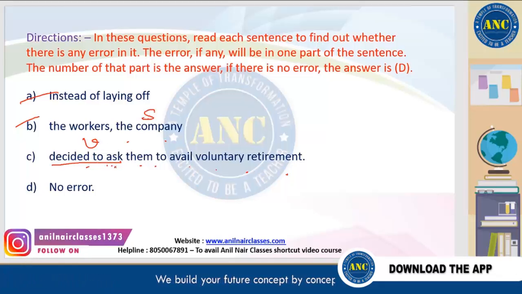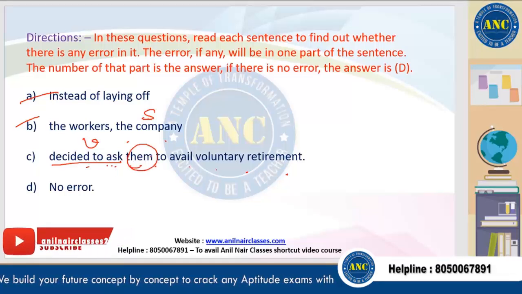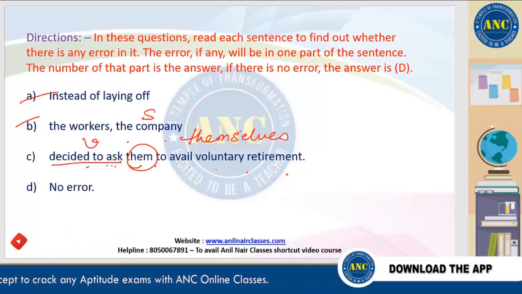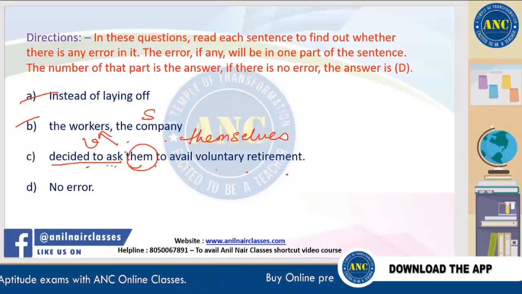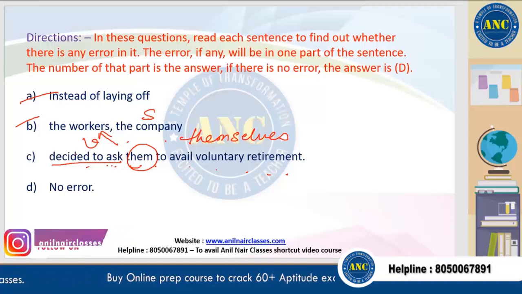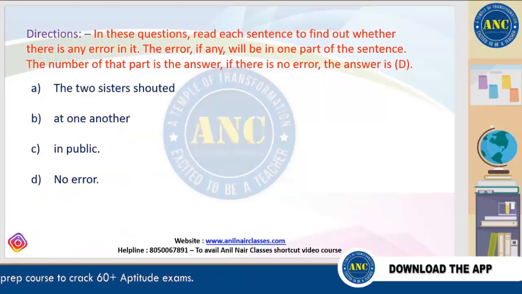Company has decided to ask whom? Themselves, right? It cannot be them. It has to be themselves. Why are we using themselves? Because it is referring to the workers. The company asked themselves to voluntary retirement. So here it will be C. Next questions.